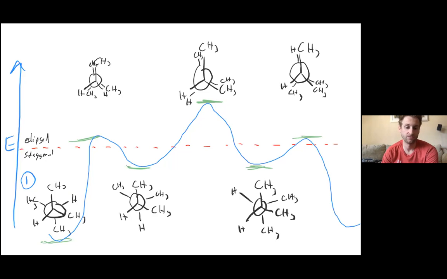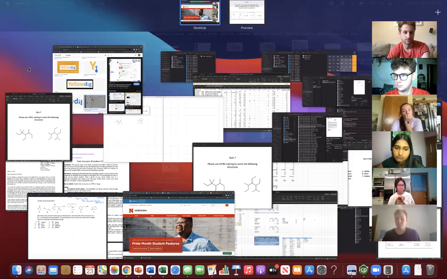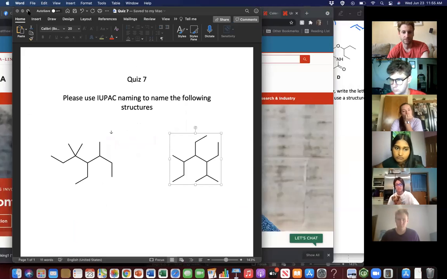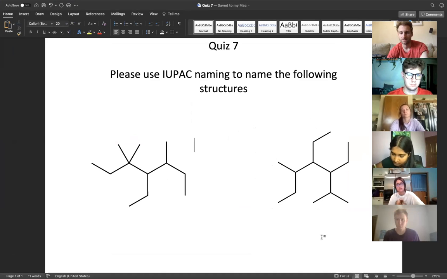Okay, I'm going to have you guys turn on your cameras. We're going to take a quick quiz. I'll leave this up for a second if anyone wants to take a screenshot or a photo of it. All right. Let's see. We're doing some naming, naming of these two structures here.